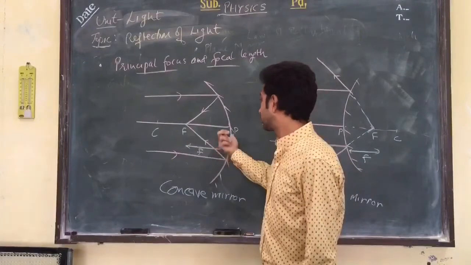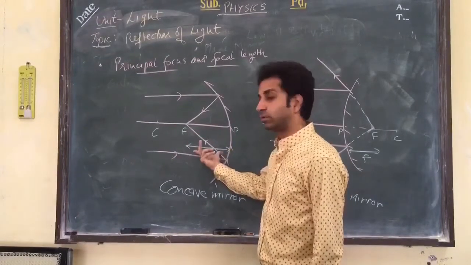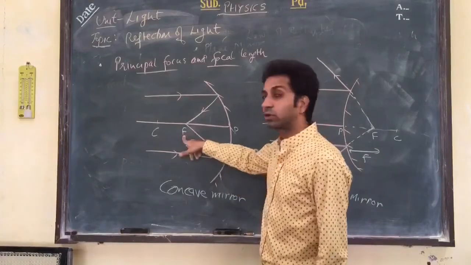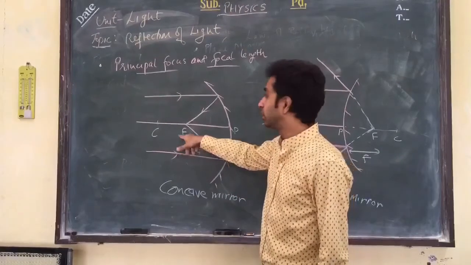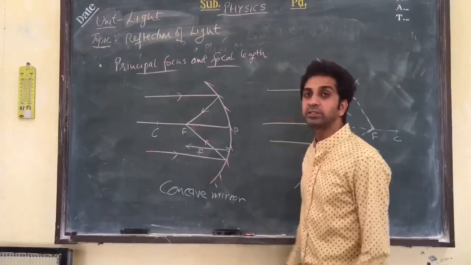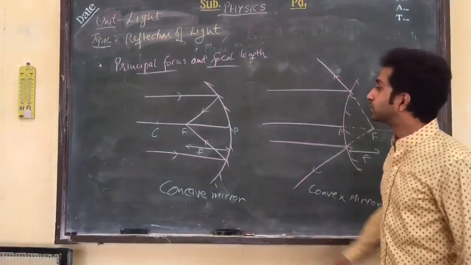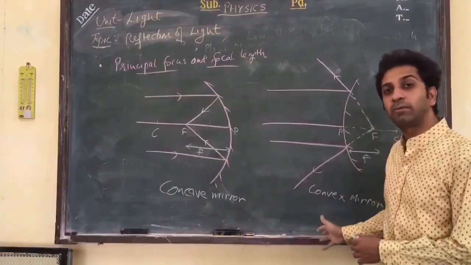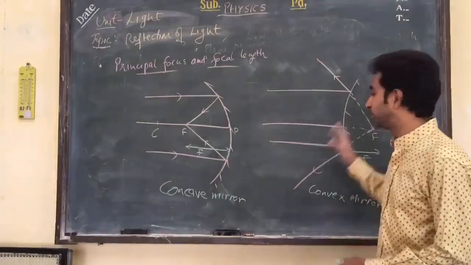So now the distance between P and F is called the focal length. It's also called the principal focus. This is the center of curvature, this is the pole, and the distance between P and F is called the focal length. And the same terminologies can also be applied to the convex mirror.